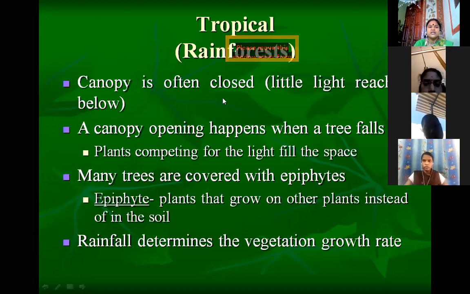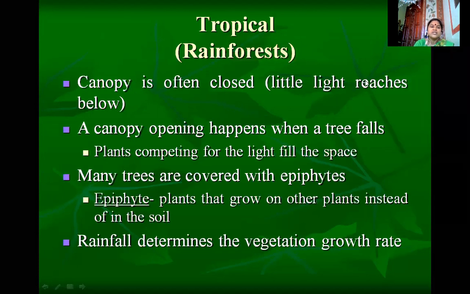Tropical rainforests. The canopy is often closed. Little light just reaches below. So little light only reaches below. Okay, so a canopy opening happens when a tree falls. Plants competing for the light fill the space. They actually grow. They compete for the light to fill the space. Many trees are covered with epiphytes. Epiphytes are plants that grow on other plants instead of in the soil.